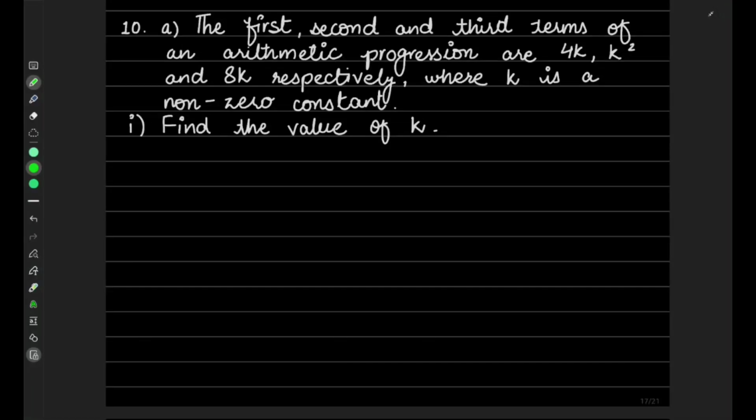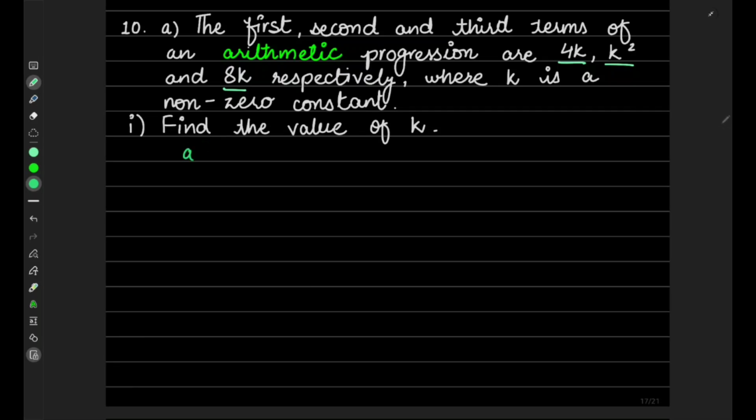Question 10, part A. The first, second, and third terms of an arithmetic progression. So the important thing is to understand that this is an arithmetic progression. And the first, second, and third terms are 4k, k square, and 8k respectively, where k is a non-zero constant. Find the value of k.